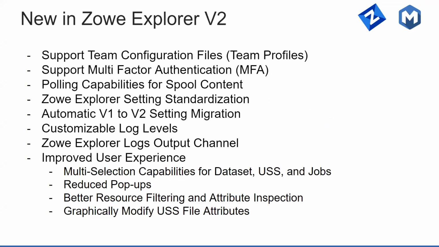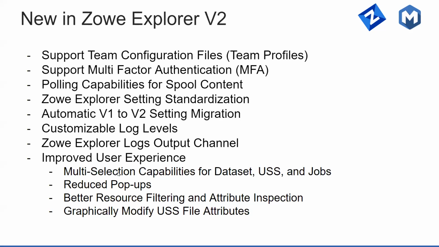First, team profiles. You all sort of know how the V1 profiles came along with a single individual YAML file. Now there's V2 team profiles, MFA support, security, definitely important. A lot of enhancements around jobs, holding capabilities, a lot of setting standardization and migration from V1 to V2, logging, and last but not least, user experience, right?